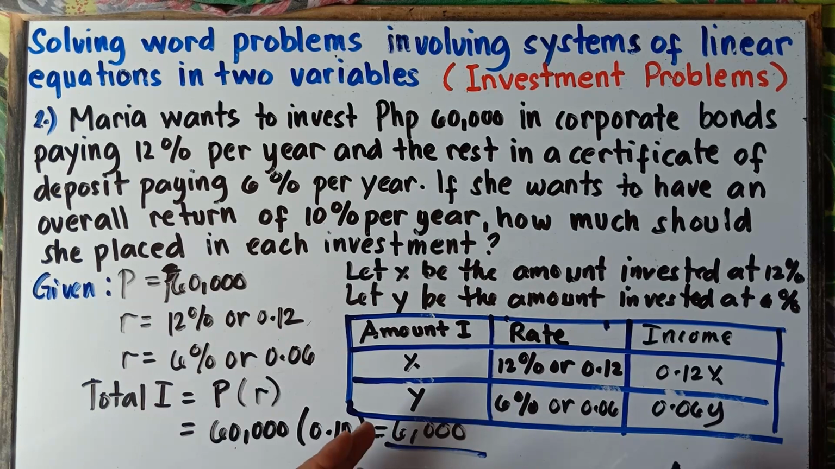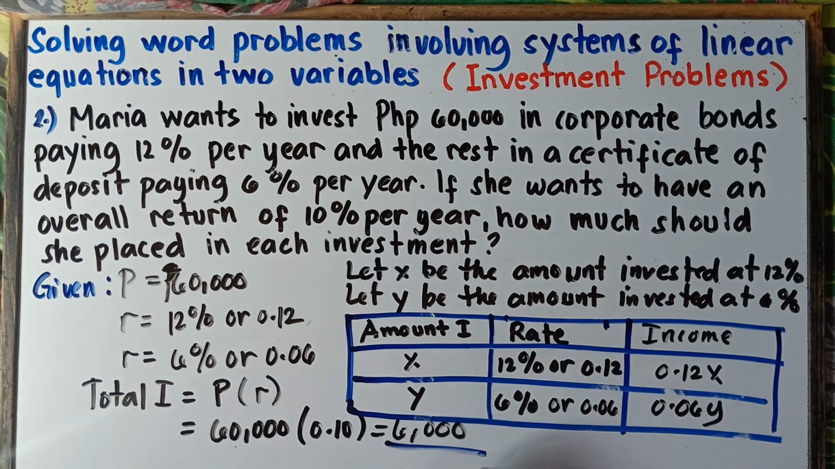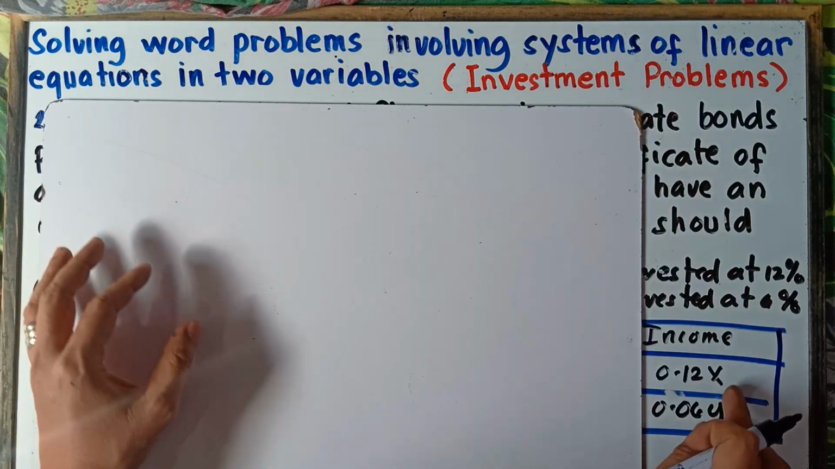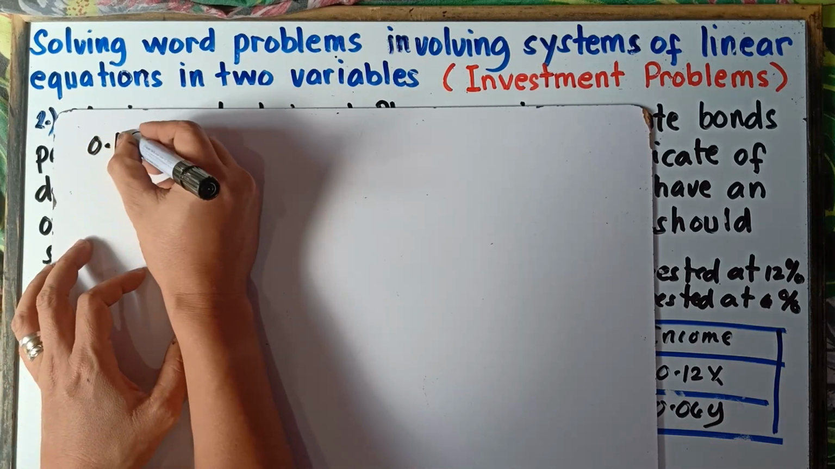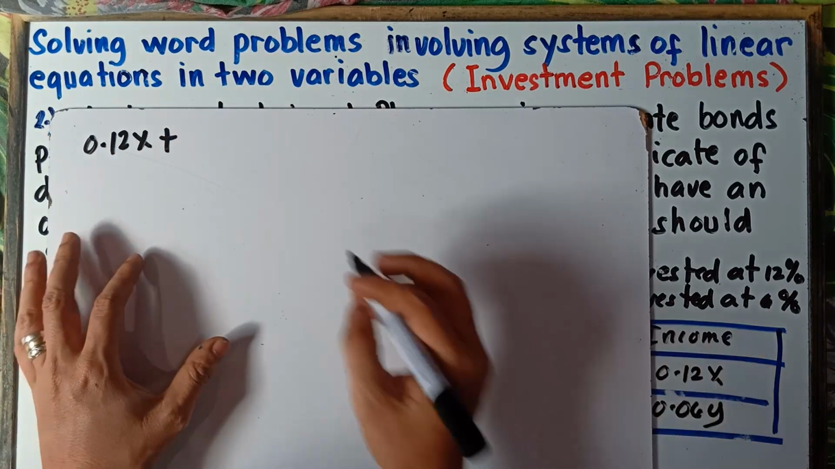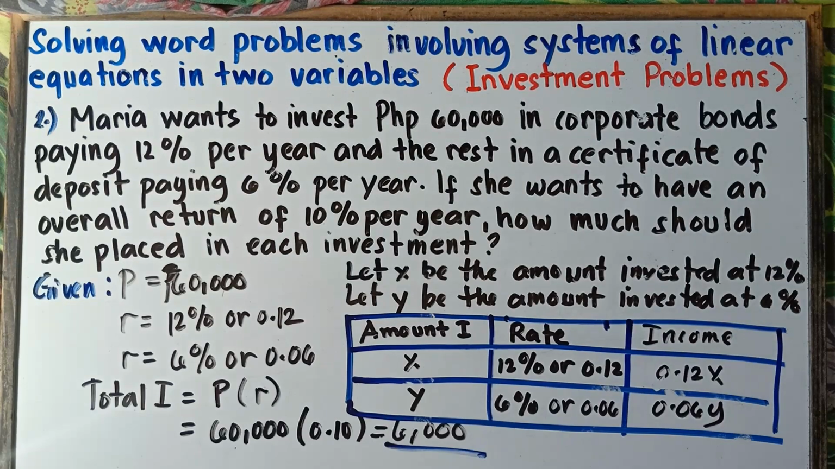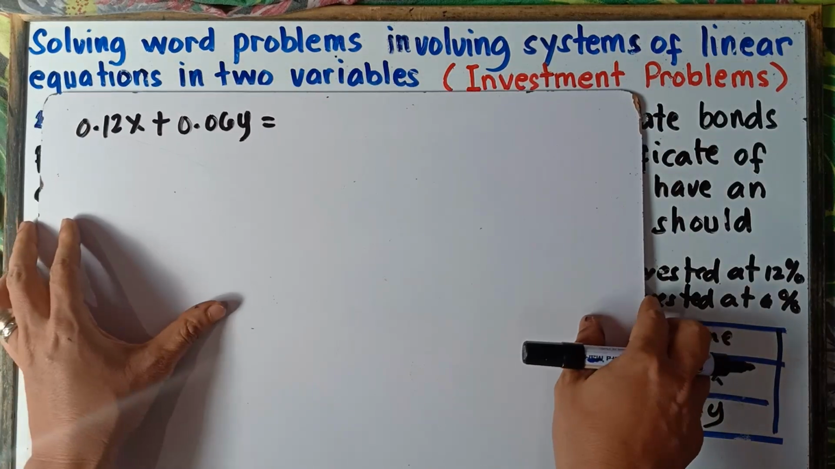Now, of course, we know, class, Maria wants to have a total interest of 6,000 pesos. So, therefore, we can simply add these. We can make our equation: 0.12X plus 0.06Y is equal to Maria's total interest, that would be 6,000.